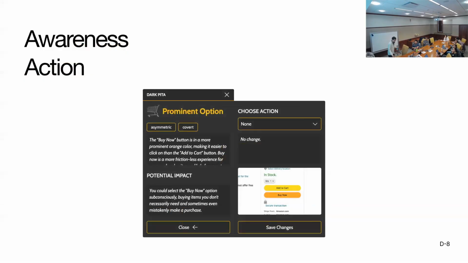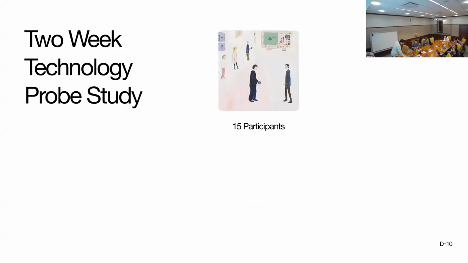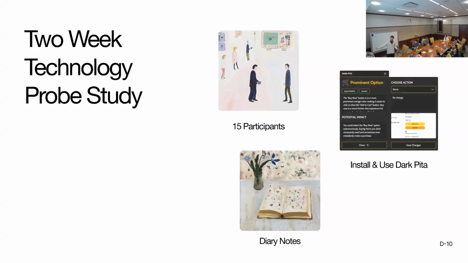The design of this is really focusing on two aspects: the awareness of users to the dark patterns and the action they can take against these dark patterns. After we designed and developed this, we ran it for 2 weeks. We did this 2-week technology probe study by recruiting 15 participants from all over the world. We asked them to install and use Dark PETA on their personal device, and then asked them to log diary notes when they had something to share. There are a lot of findings, and for the sake of time, I just want to highlight a few of them.